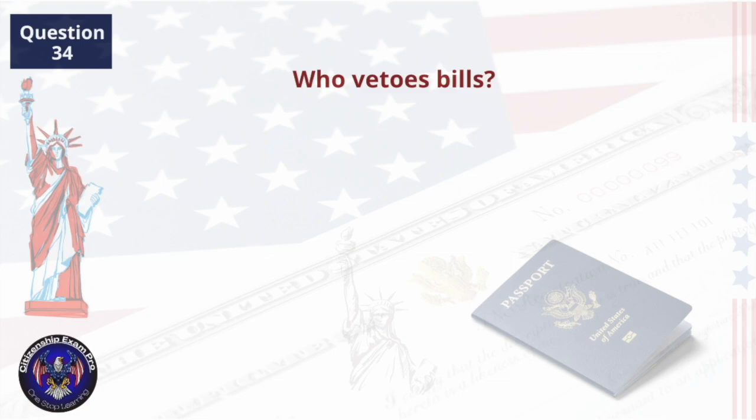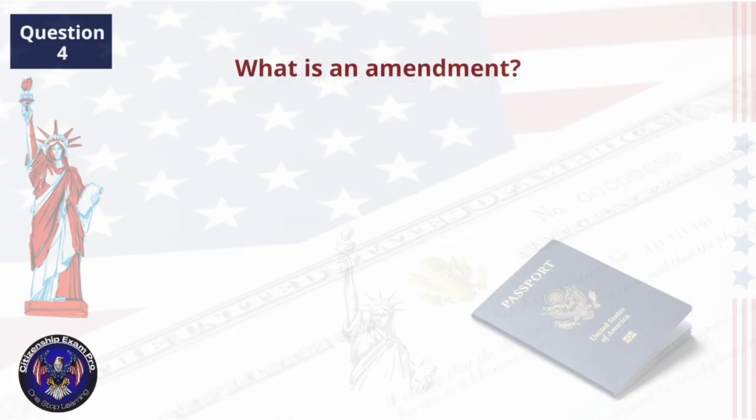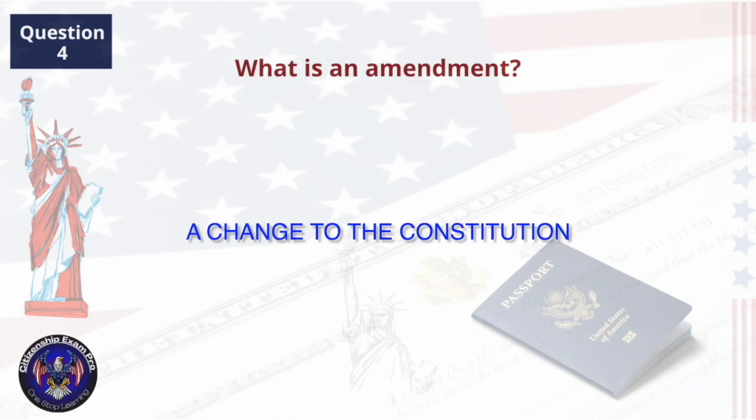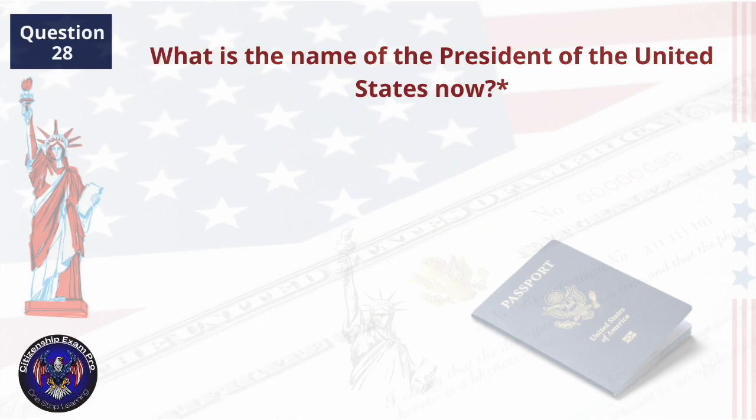Who vetoes bills? The President. What is an amendment? A change to the Constitution. What is the name of the President of the United States now? Donald Trump.